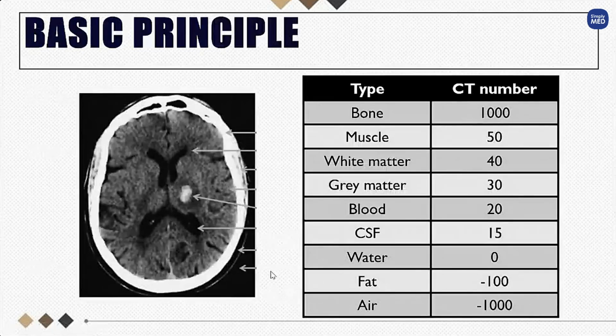So different parts have different CT numbers. For bone we have 1000. Basically we have to know bone, water and air. Bone we have 1000, water we have 0, air we have minus 1000. So that is the main CT number. And others also you have to know. For muscle it is 50, white matter 40, gray matter 30, blood 20, CSF 15, fat minus 100. So these values have to be known. Basically bone 1000, water 0 and air minus 1000.